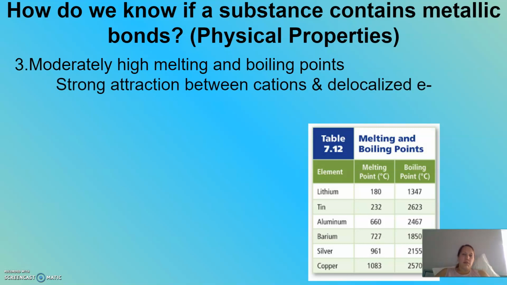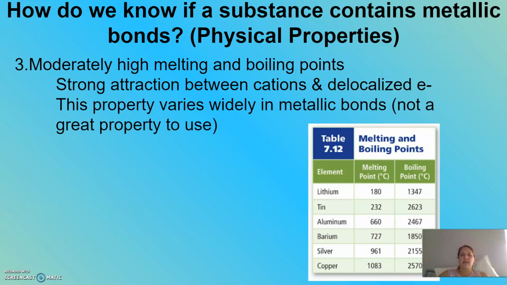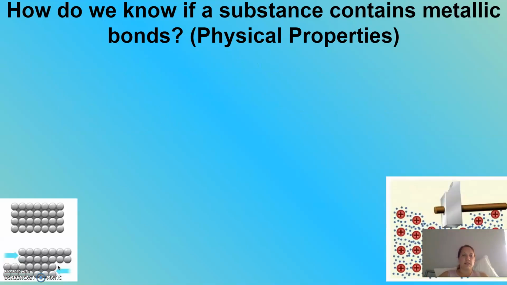And the moderately high melting and boiling points, just like in ionic substances, is related to the attraction of the cations and delocalized electrons. In ionic substances, it was related to the attraction between the cation and the anion itself. And that's what that lattice energy was measuring. So in this case, moderately high, because we're still talking about an attraction between charges, it's just delocalized electrons are really small. And so even though the charge is really important, the attraction might not be as strong, okay? And again, not a great property because it does vary really widely in metallic bonds.